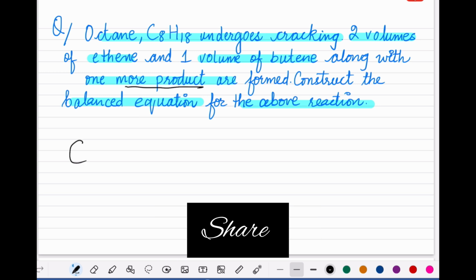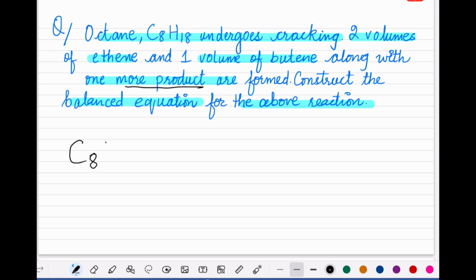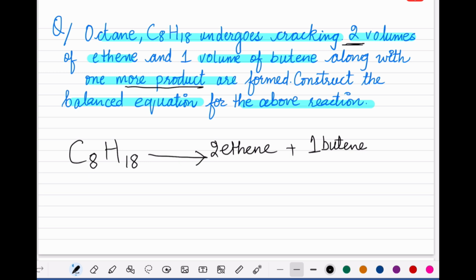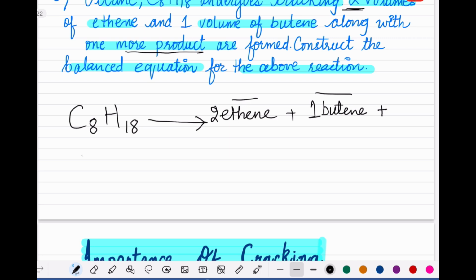First of all, I will write down the rest of the equation. Octane is C8H18. It is making 2 volumes of ethene, 2 volumes of ethene, 1 volume of butene. It means a mixture of alkenes is formed. So if alkene is formed as one of the products in cracking, the other product may be alkane or hydrogen. So we will look for it by writing down the equation.